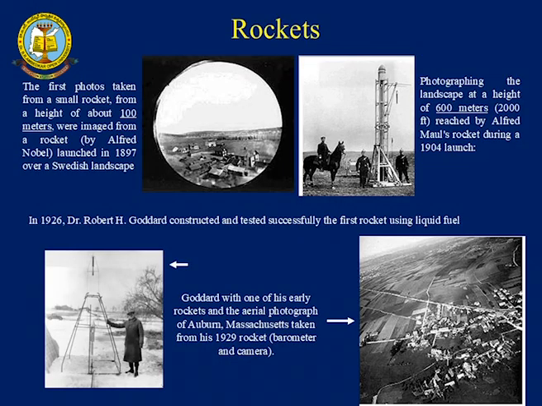Then we have the rockets. So the first photo was taken at the height of 100 meters, and this was designed by Alfred Nobel. Then in the experiment he ascended up to 600 meters finally, where the rocket which had the camera took the picture. Then Goddard came up with the first successful rocket using liquid fuel, and you can see Goddard with his rocket having the barometer and the camera, and this rocket when ascended up took the picture.